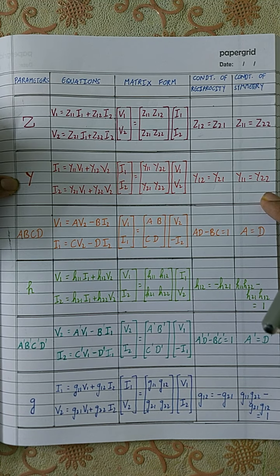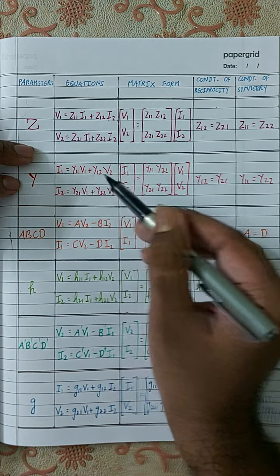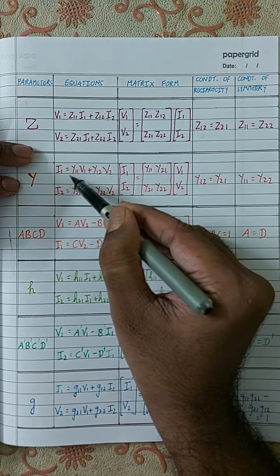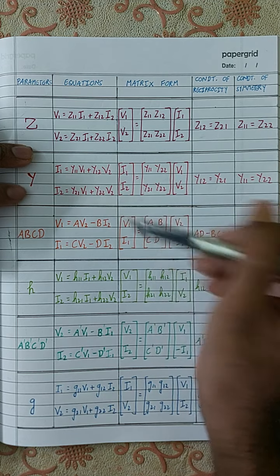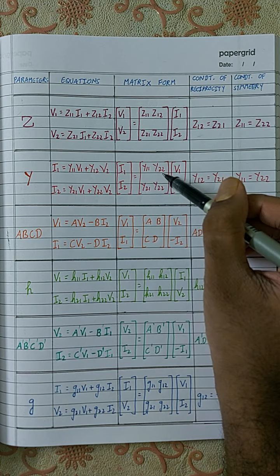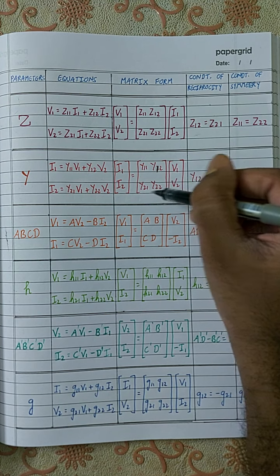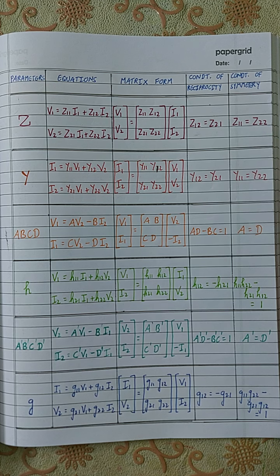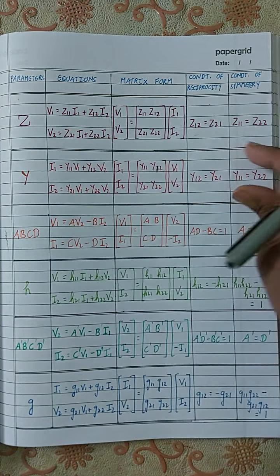Now for the Y parameter. Y parameter means expressing I1 and I2 in terms of V1 and V2. So the equations are I1 = Y11 V1 + Y12 V2 and I2 = Y21 V1 + Y22 V2. Therefore in matrix form, matrix I1 I2 is equal to matrix Y11 Y12 Y21 Y22 into matrix V1 V2. The condition for reciprocity is Y12 = Y21 and the condition for symmetry is Y11 = Y22. So this is the summary of the Y parameters.